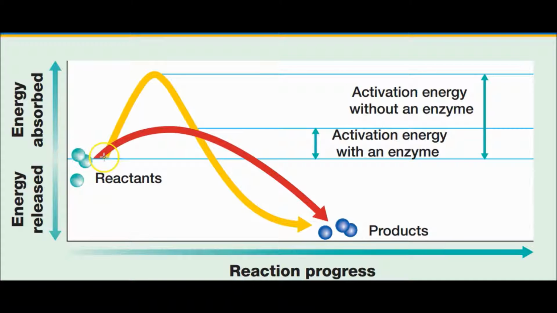But look what has to happen here. Let's follow the yellow line first. The yellow line is the amount of energy you need to put into the reaction in order to get the reaction started. So this is the amount of energy you need to put into the reaction. That's the activation energy without an enzyme.